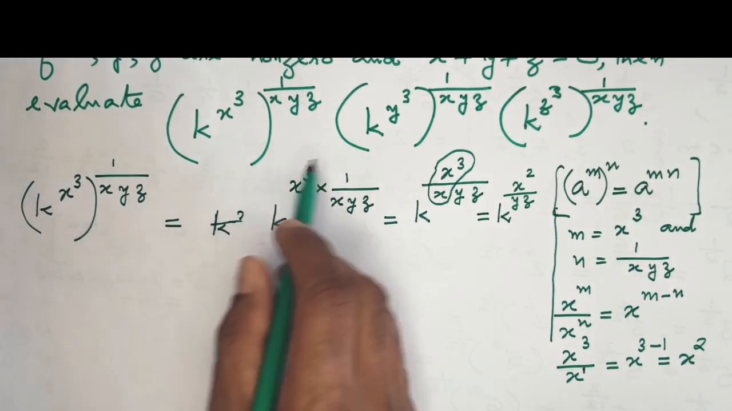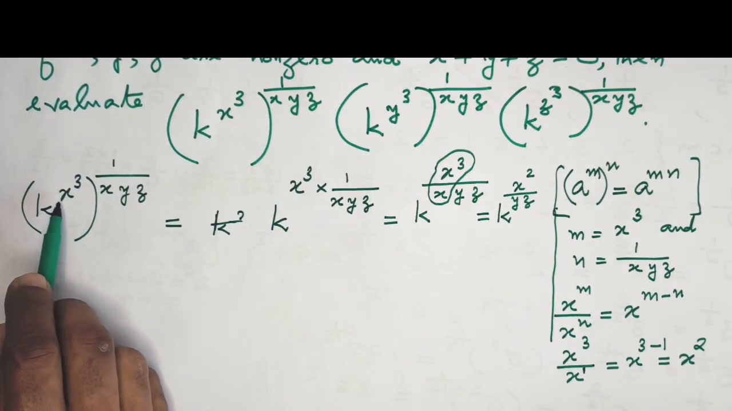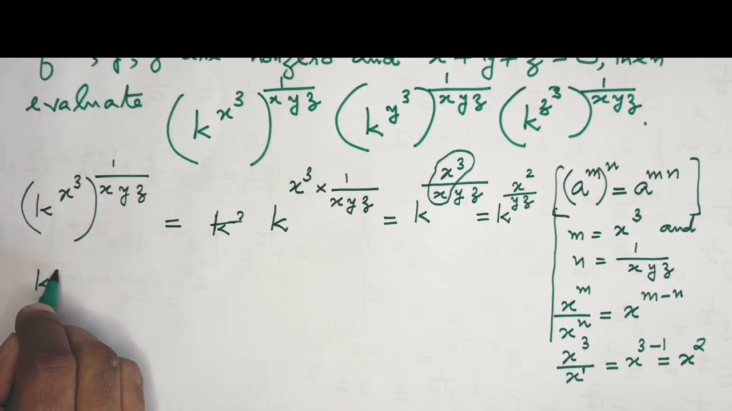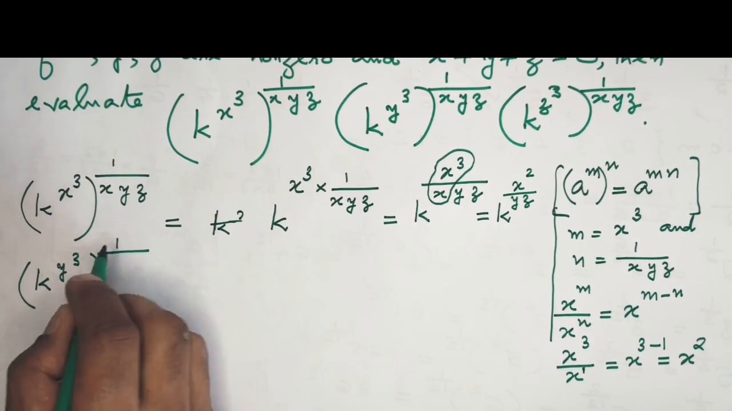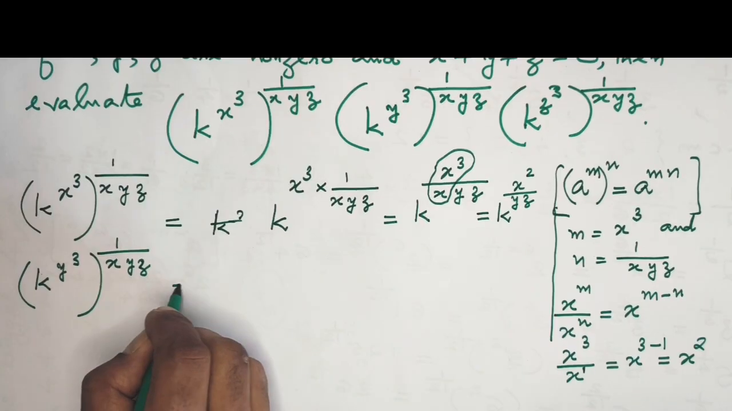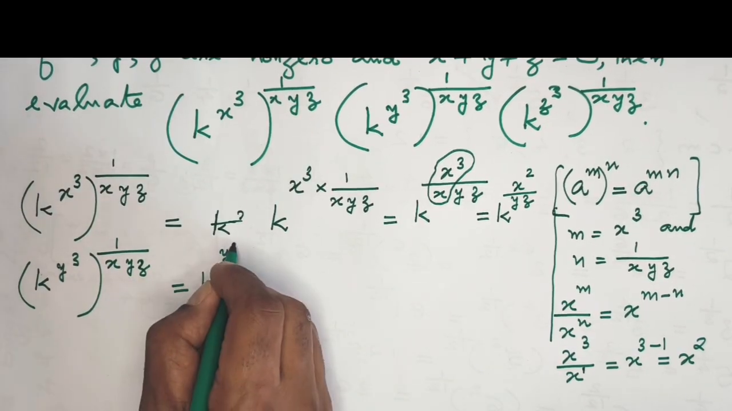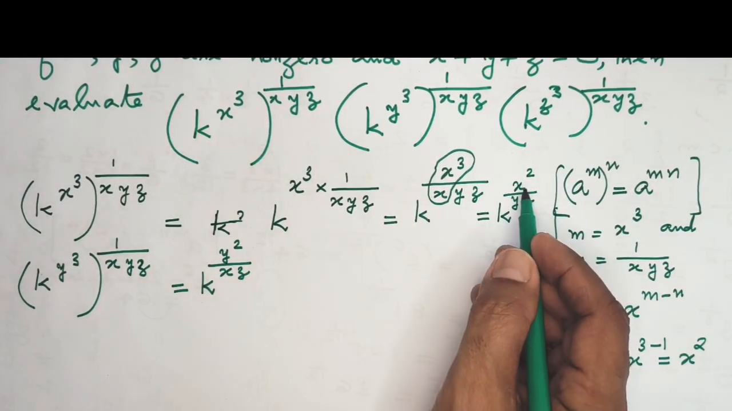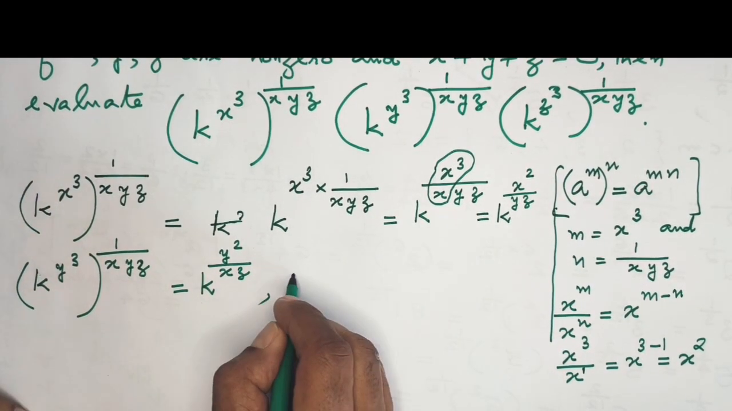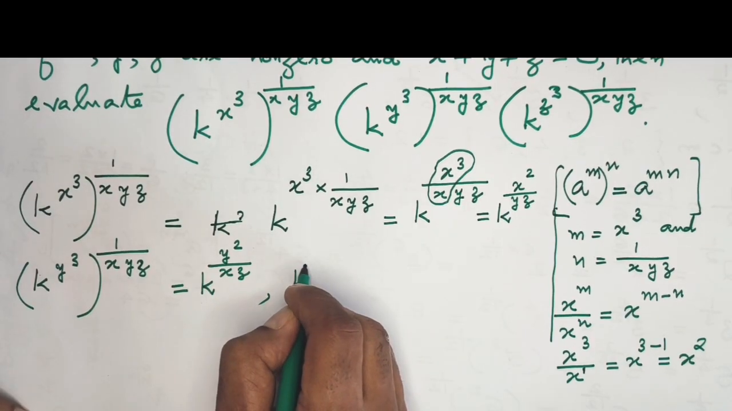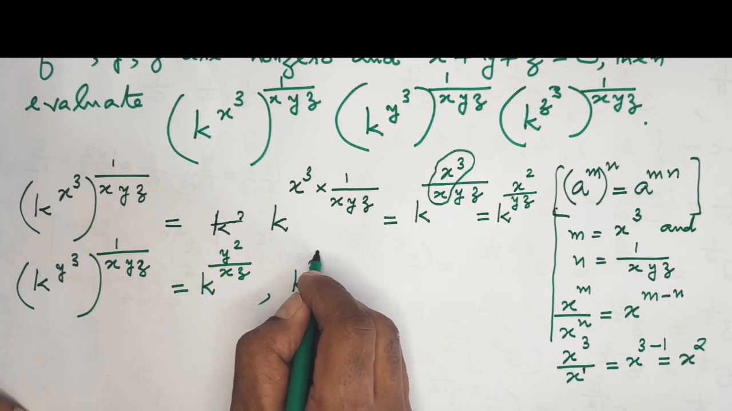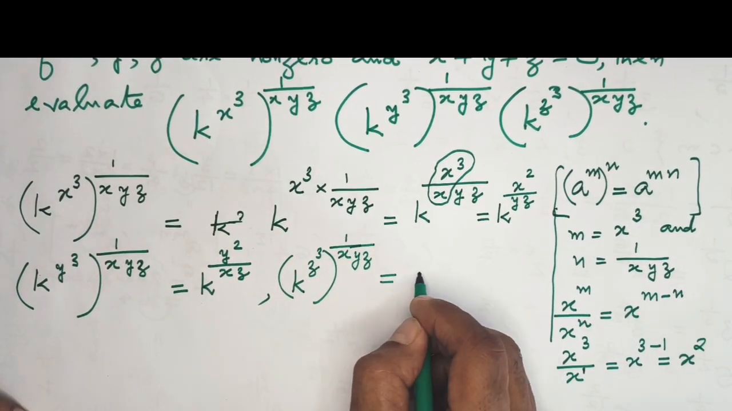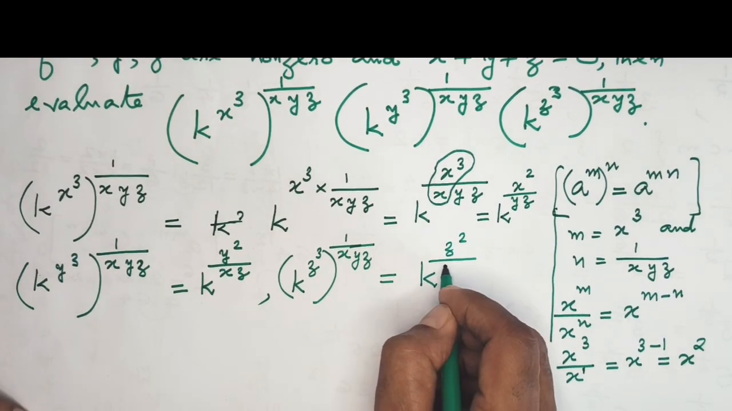Now if you compare this to the second term, the only difference you can see is that instead of x cubed, you have y cubed. So following the same method, k to the power of y cubed, the whole raised to 1 over xyz equals k to the power of y squared by xz. See, instead of x, you have y cubed. Similarly, the third term, which is k to the power of z cubed, the whole raised to 1 by xyz, will be k to the power of z squared divided by xy.